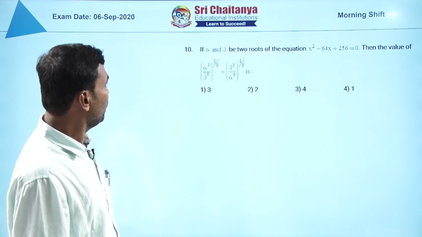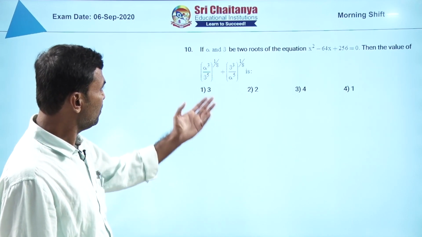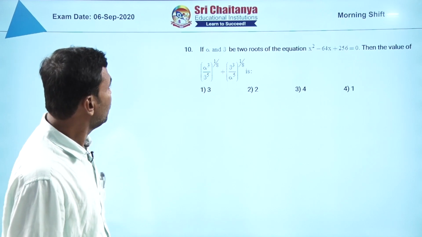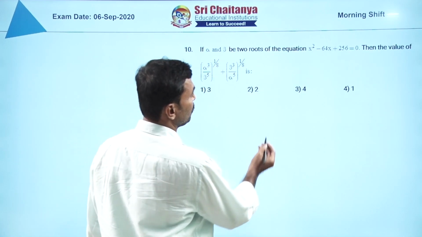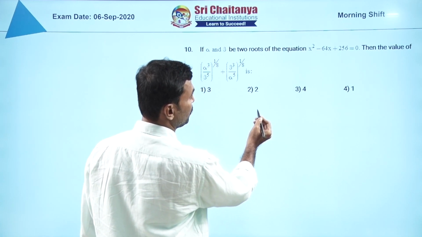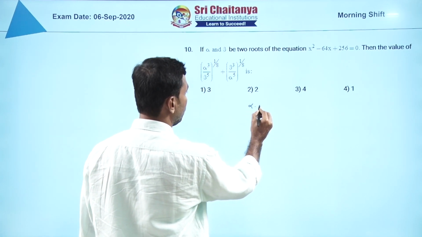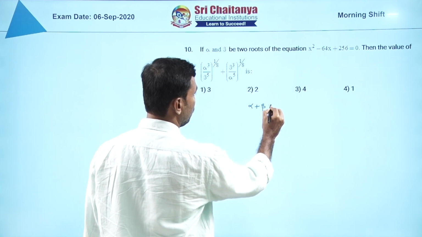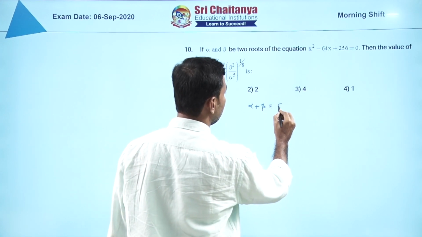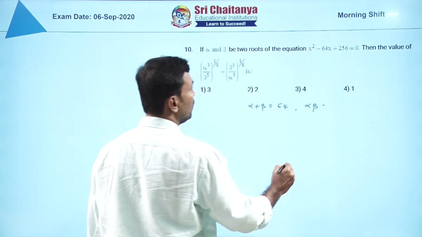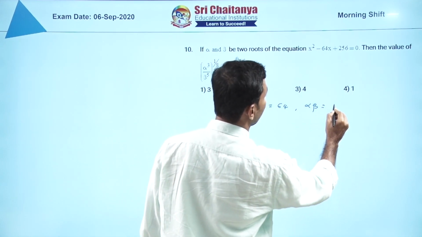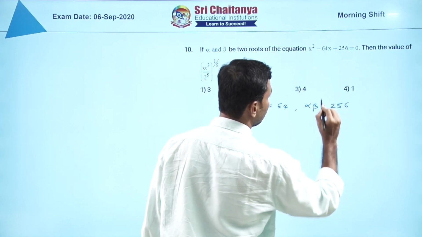This problem is from quadratic equations. It is a simple problem. He has given that alpha and beta are the roots of the quadratic equation x square minus 64x plus 256 is equal to 0. So, alpha plus beta, the sum of the roots, minus b by a, is 64, and the product of the roots, alpha beta, is equal to c by a, which is 256.